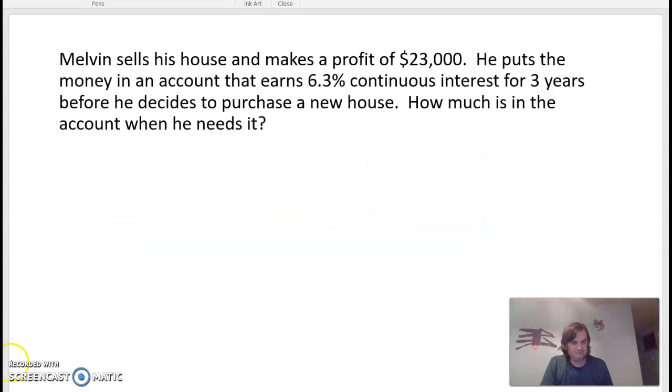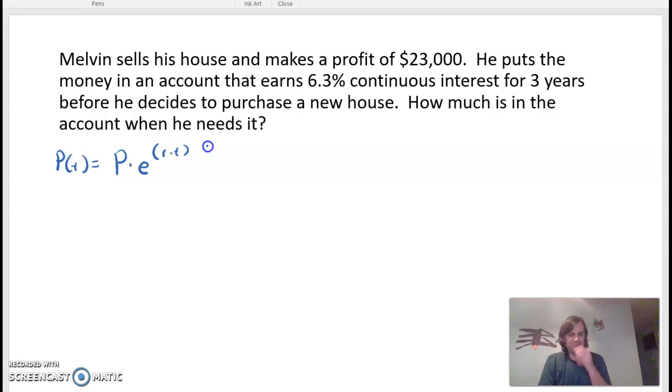All right, the next one here, we'll go ahead and write down the formula. I already know we're going to use the same formula. P of t equals P, the starting amount, times e raised to the r times t.